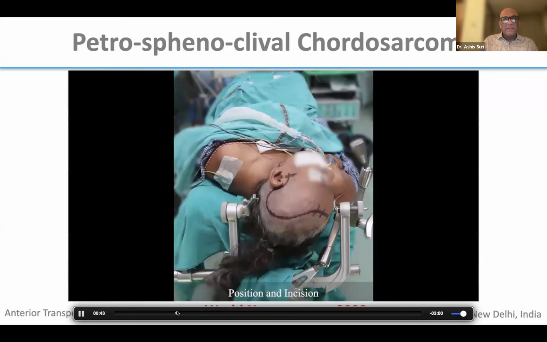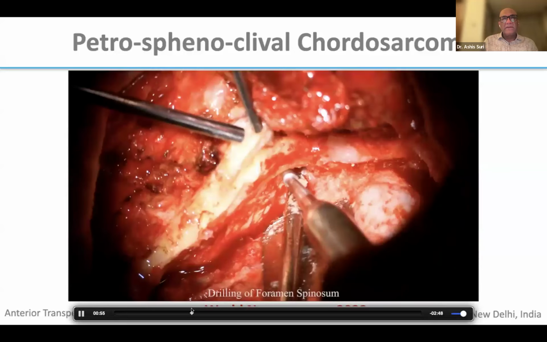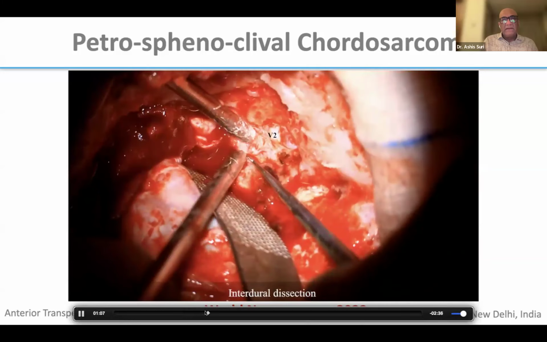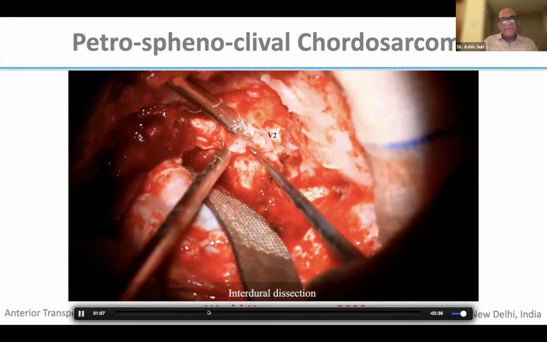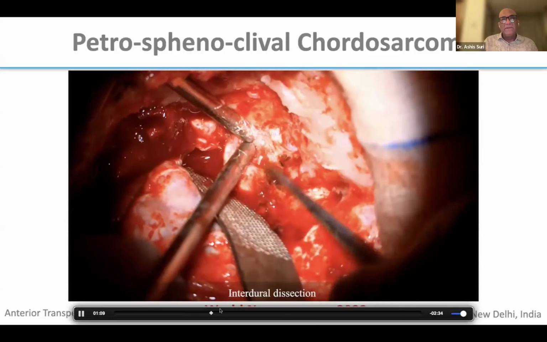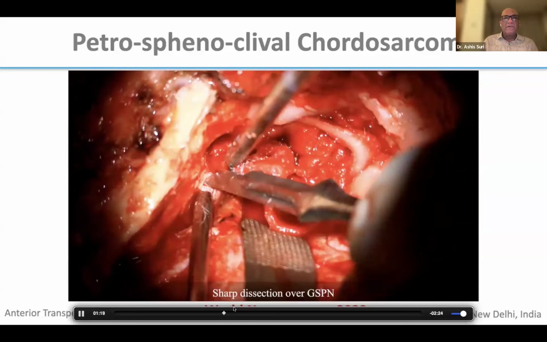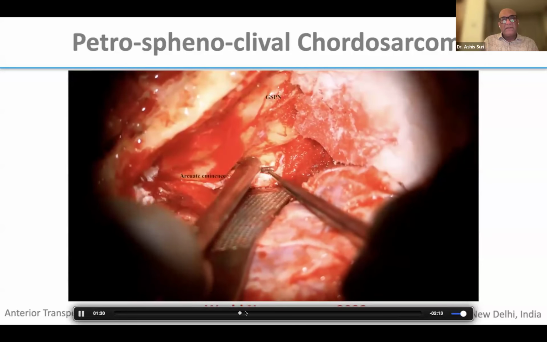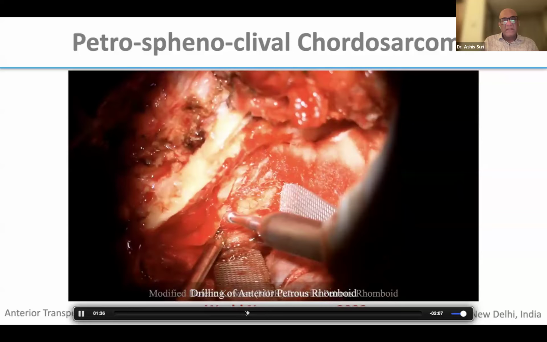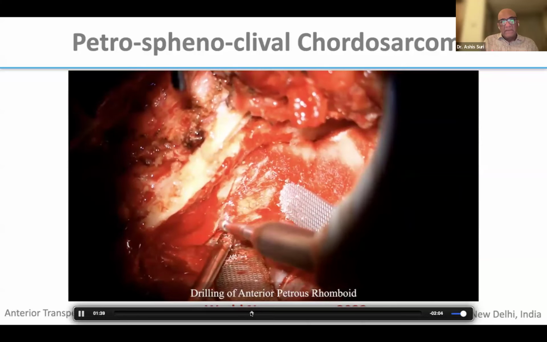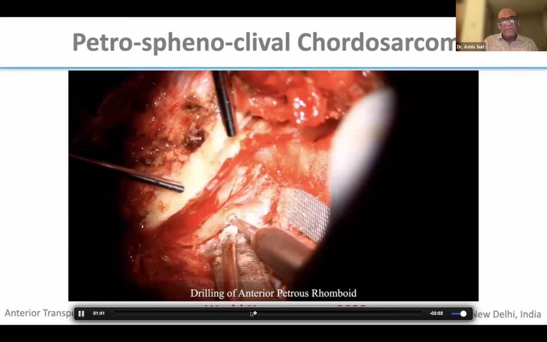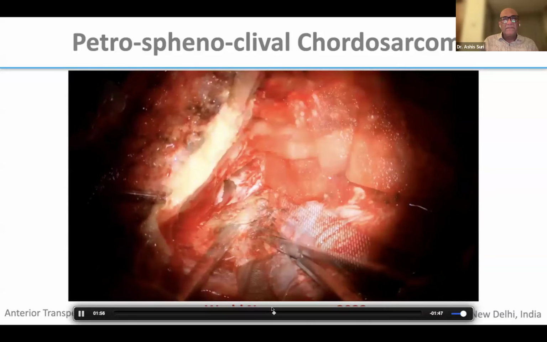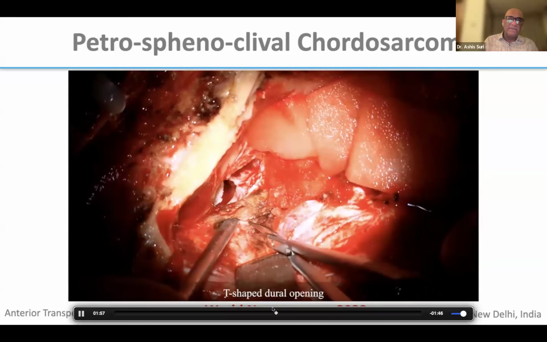Just scroll through. So again, a temporal craniotomy, zygomatic osteotomy, middle meningeal artery being coagulated and divided, and then a very gentle intradural separation over V2, V3, superior orbital fissure. We do not need the anterior clinoidectomy in these tumors unless there is optic or superior orbital fissure involvement. Then drilling of the anterior petrous rhomboid, gentle drilling. Again, the angle of drilling is very important.